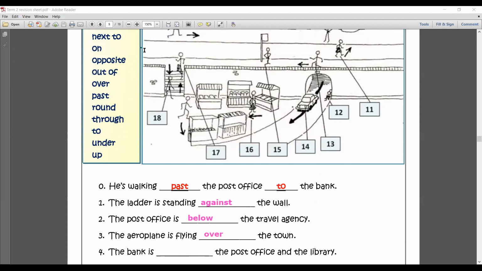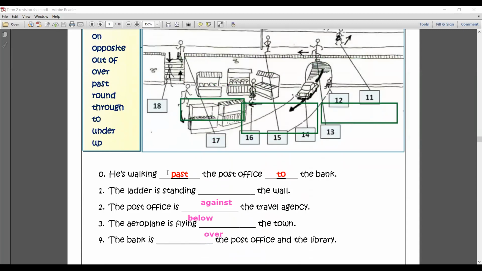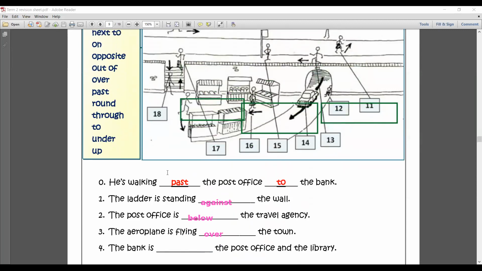I hope you guys are following the answers. Okay, the bank is where from the post office and the library? This is so easy, between two things. I just said it's between. All right, so next is between. The bank is between the post office and the library.